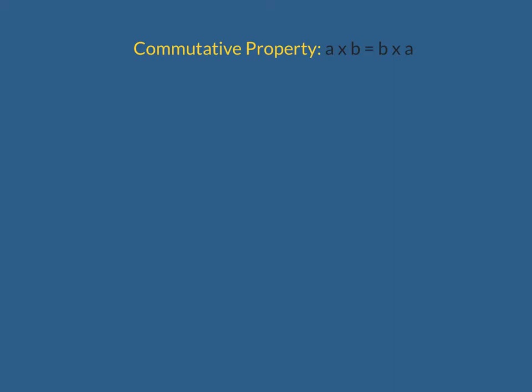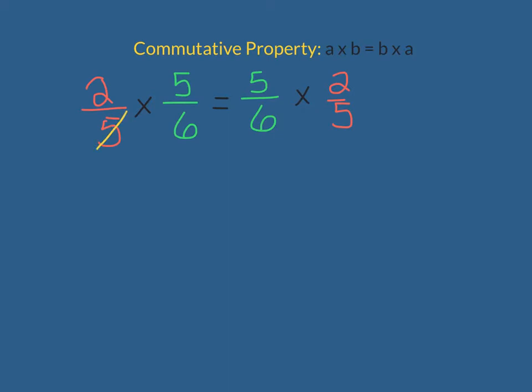So the first one we have is the commutative property. That says A times B equals B times A. So for example, we would have 2/5 times 5/6 is equal to 5/6 times 2/5. If we multiply these, we can cross out this 5 and 5, and those equal 1. This 2 and the 6, 2 goes into 2 one time, and 2 goes into 6 three times. So this side is going to equal 1/3. Now let's take a look at this side.